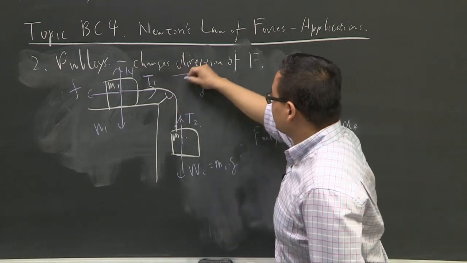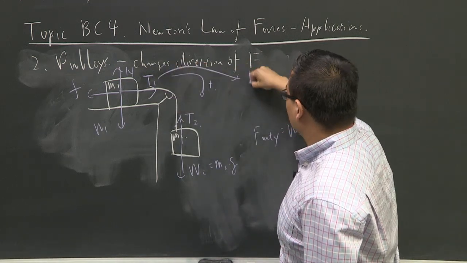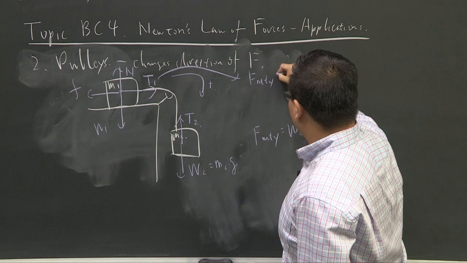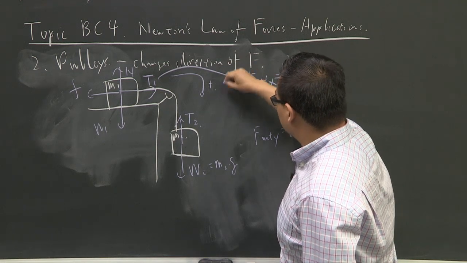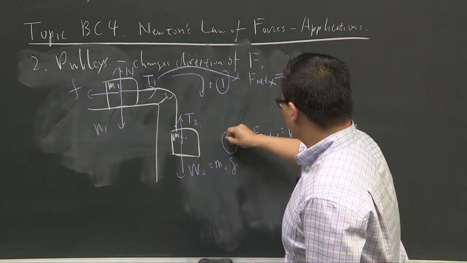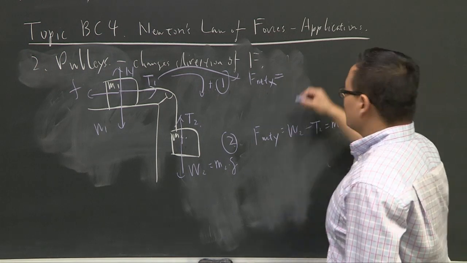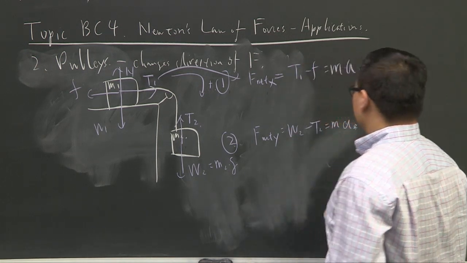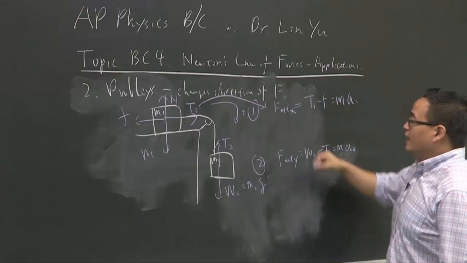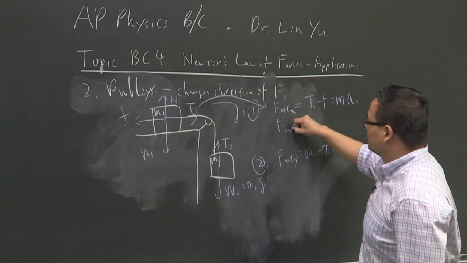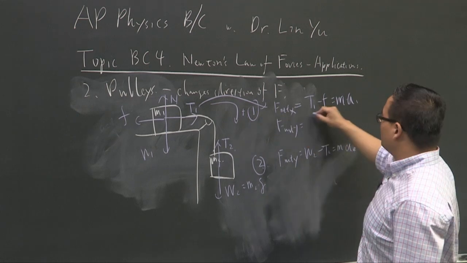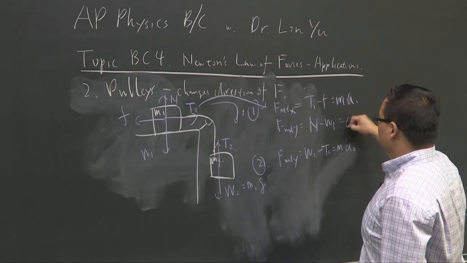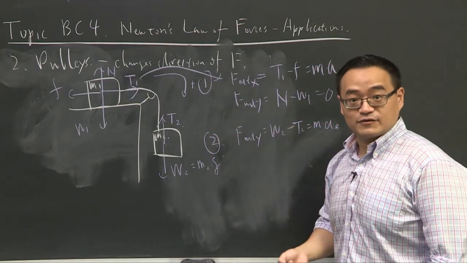And so if you translate this here, if you want to do force net of x, so this is object number 1, this is object number 2, net of 1, it will be T1 minus F is equal to mass times A1. And force net of y will be normal force minus W1 is equal to 0. Again, this thing is never going to move up or down.